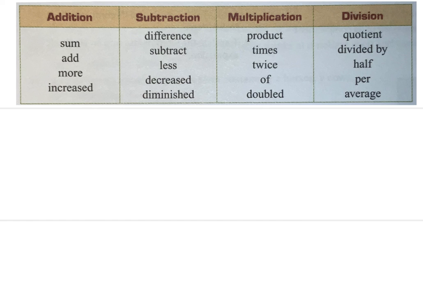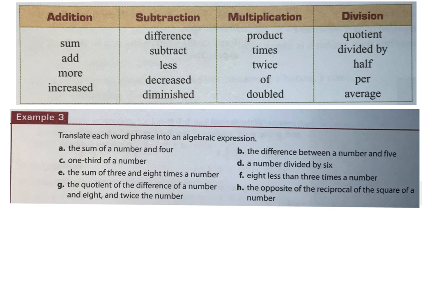Average. When you find an average, you're going to divide. All right, you're actually going to add something up and then divide by the total. And so average may indicate that you are doing a couple of operations there as well. So let's look at the first thing we're going to do. We're just going to translate. Translate these. They want you to go from words to algebraic expressions.